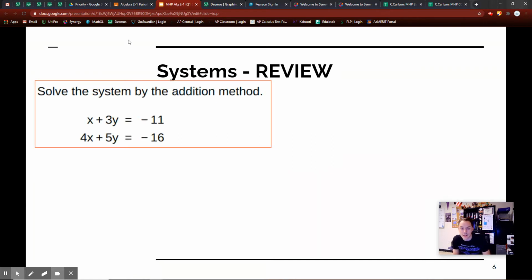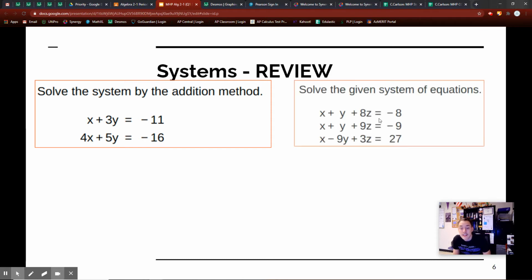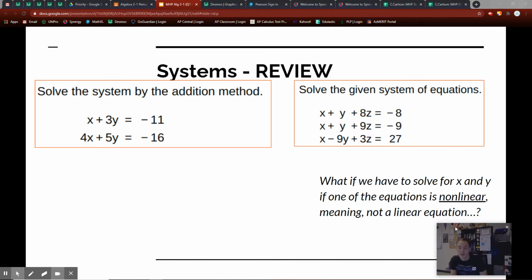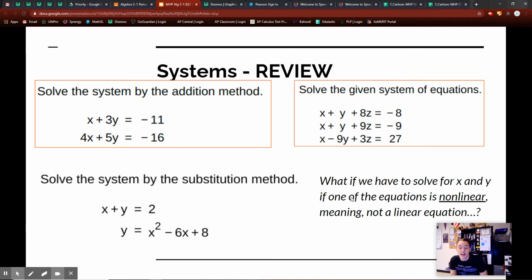So really, this is a 2x2. We can solve this 2x2. Hey, we can solve it on Desmos. This is a 3x3. We cannot solve it on Desmos. We can only solve it algebraically by hand. But what if we had to solve for x and y and one of the equations is nonlinear? Literally meaning not a linear equation.